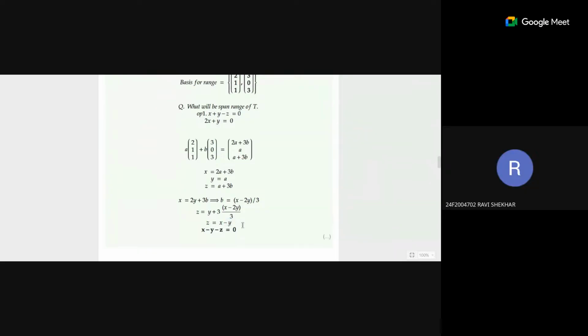So after that, we got this x value, y value, and z value in terms of those vectors. After that, we have substituted a as y. If you put the value of a into this equation, we get the value of b also. And we just write z, from this we get z equal to x minus y. Solving this equation.